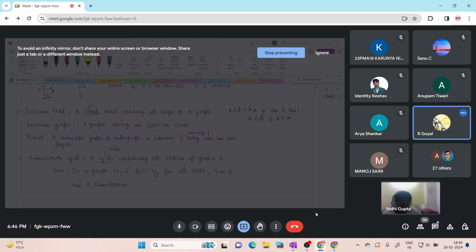Yes, so I'm saying that in any general problem, if you can assign some vertices and some edges, and in that problem you want to go to each vertex exactly once, start from some vertex and come back to that vertex again, that problem relates to finding a Hamiltonian cycle in that graph.